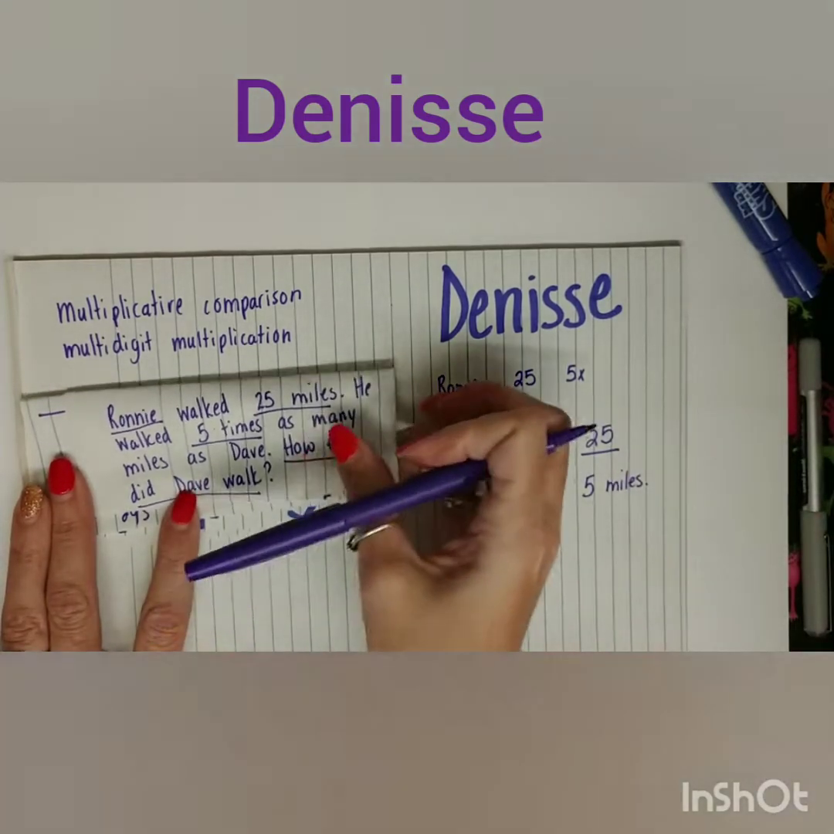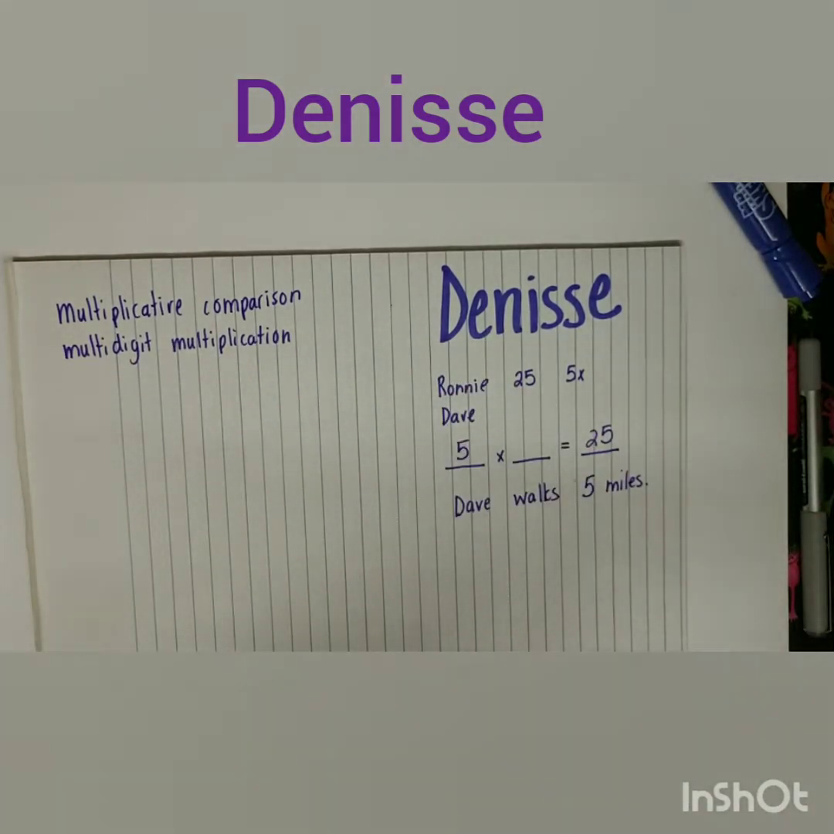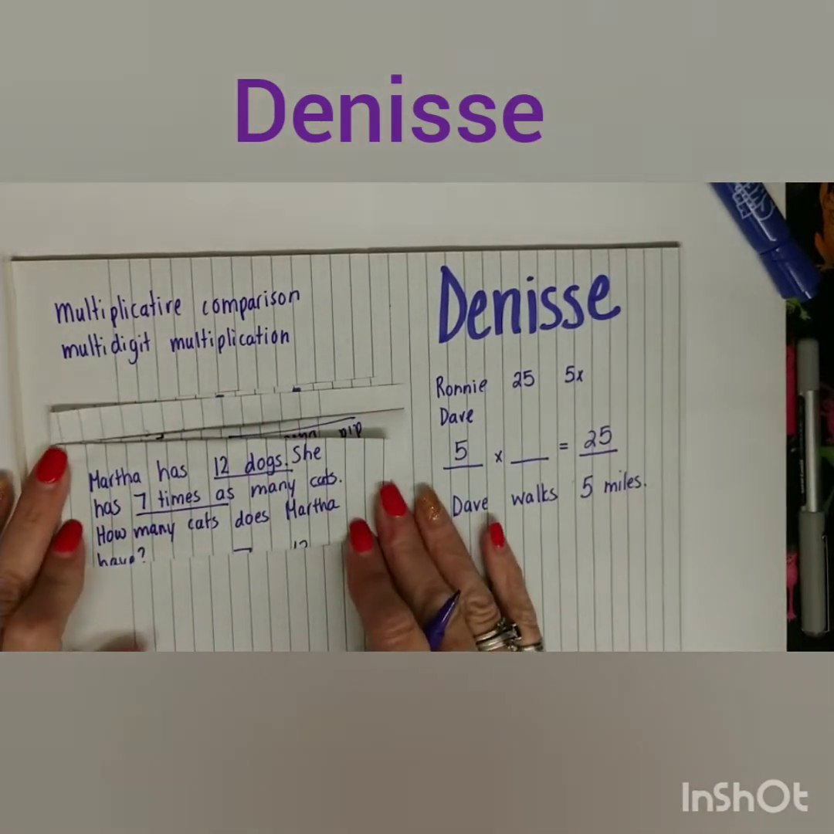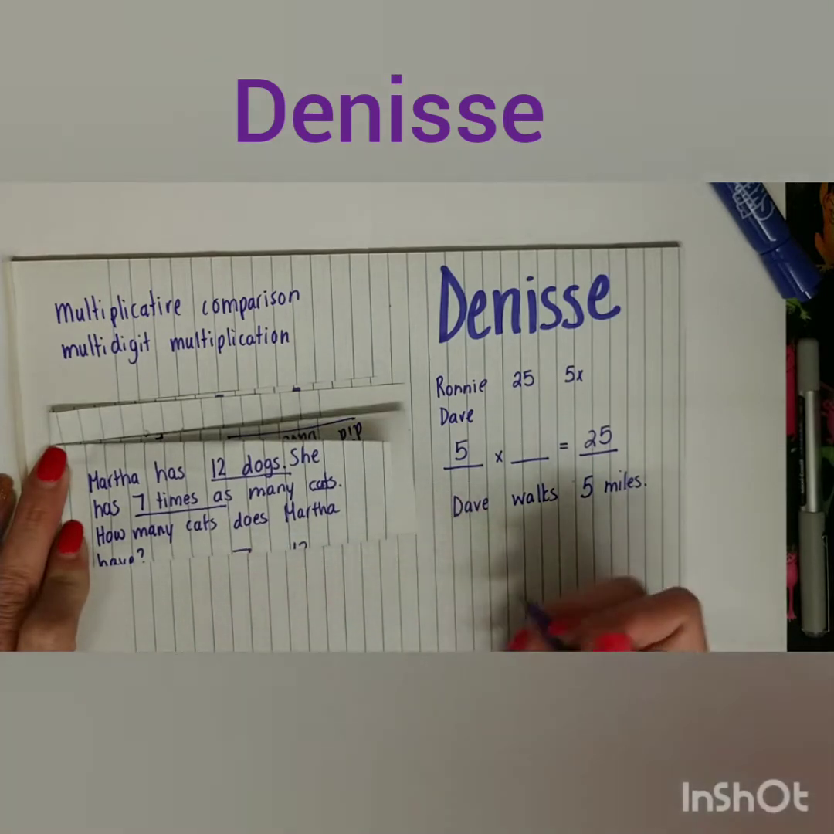All right, let's get the next problem. And that one is here. So here's our next problem. Martha has 12 dogs. She has 7 times as many cats. How many cats does Martha have?